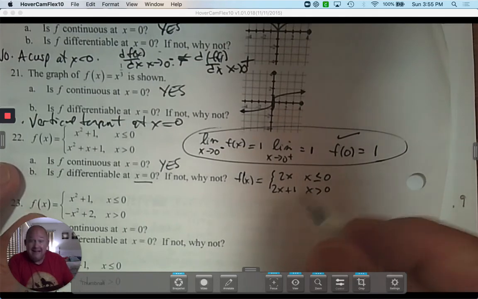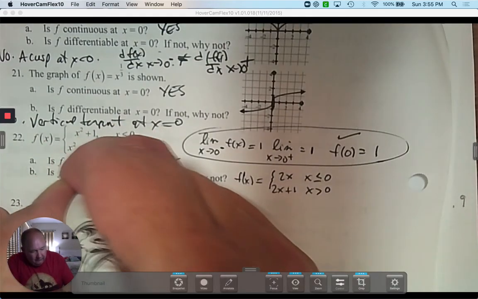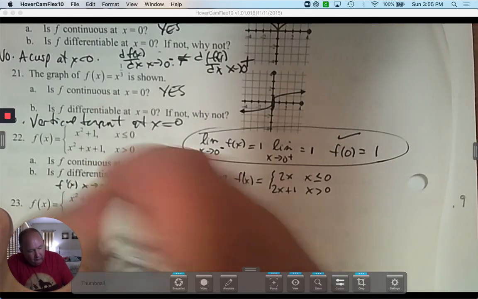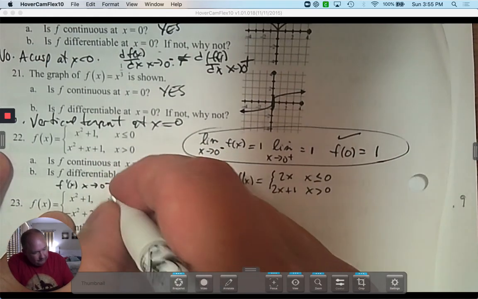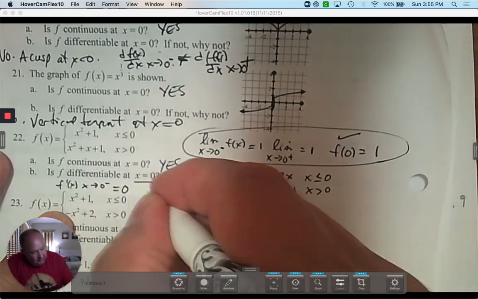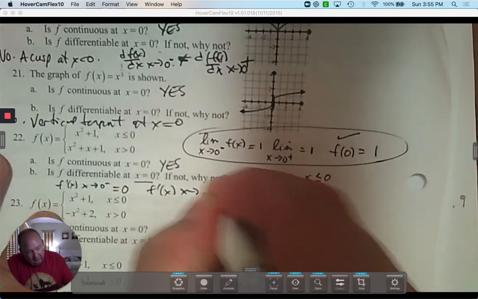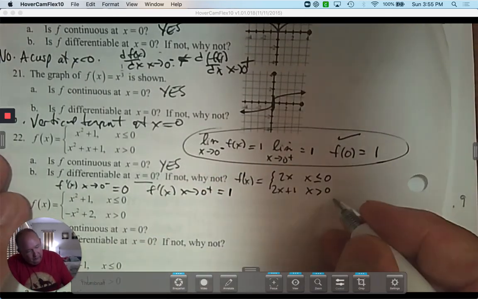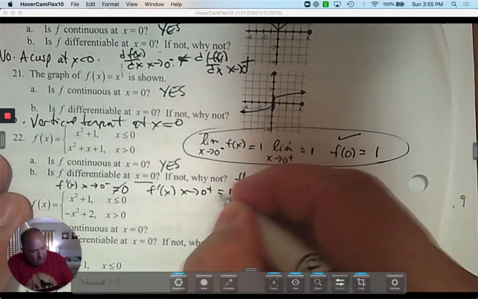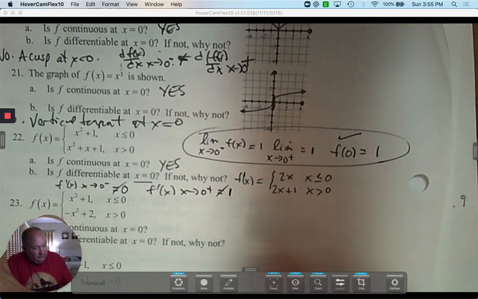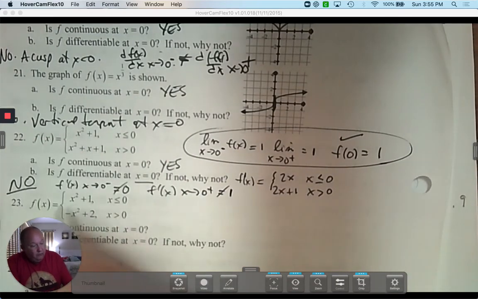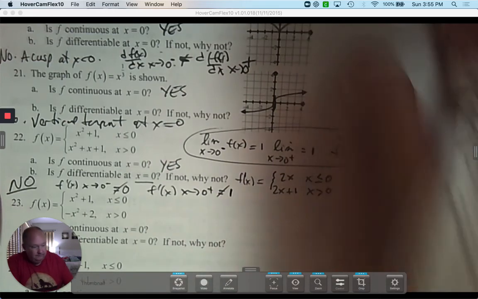That they don't match. So the derivative as x approaches 0 from the left equals 0. The derivative as x approaches 0 from the right, the answer is 1. Therefore, is it differentiable? And the answer is no. And you showed why it's no.